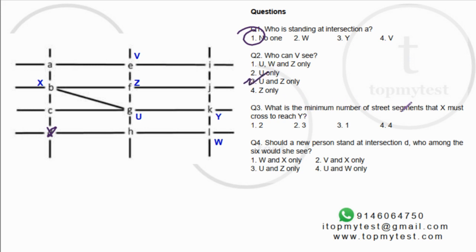What is the minimum number of street segments that X must cross to reach Y? To reach Y, X will have to cross this segment as well as this segment. So minimum is 2. Option A. And the last one: a new person stands at intersection D. Let's call him Mr. P. Who among the 6 would he be able to see? He will be able to see X and W. Option 1.